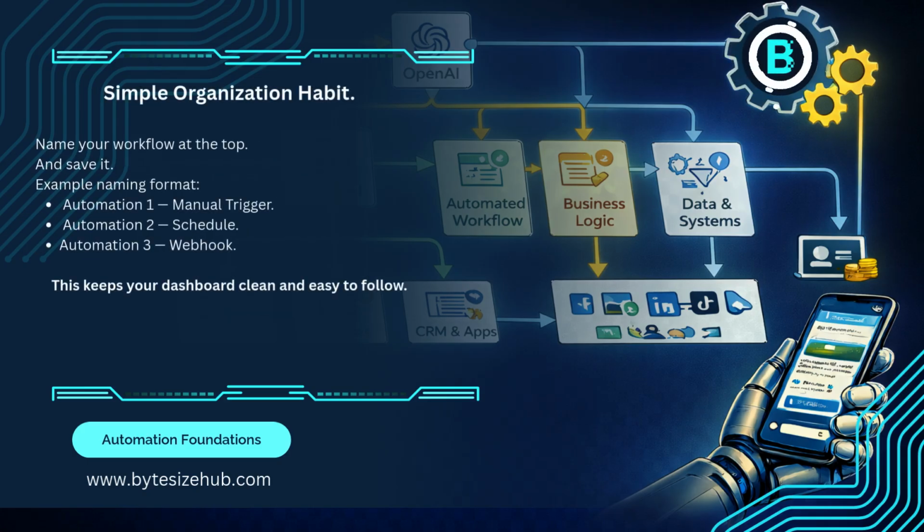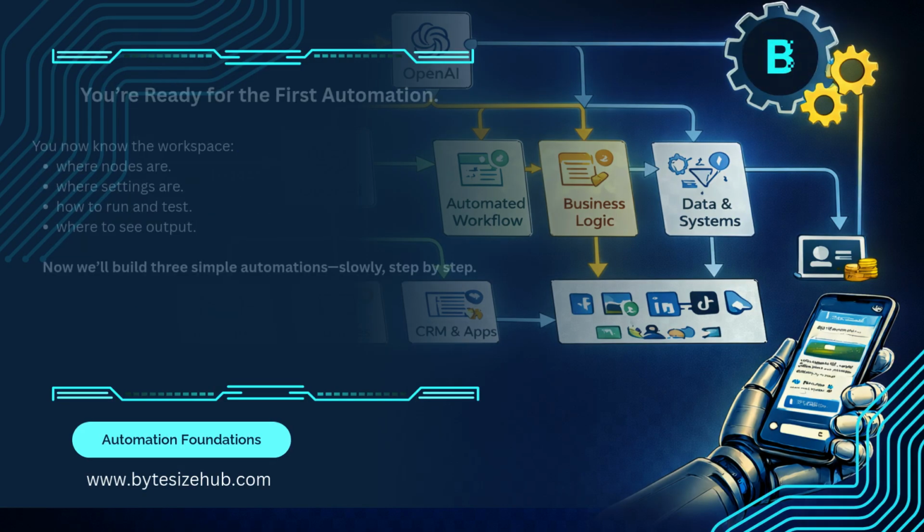Simple organization habit. Name your workflow at the top and save it. Example naming format: Automation 1, manual trigger. Automation 2, schedule. Automation 3, webhook. This keeps your dashboard clean and easy to follow.